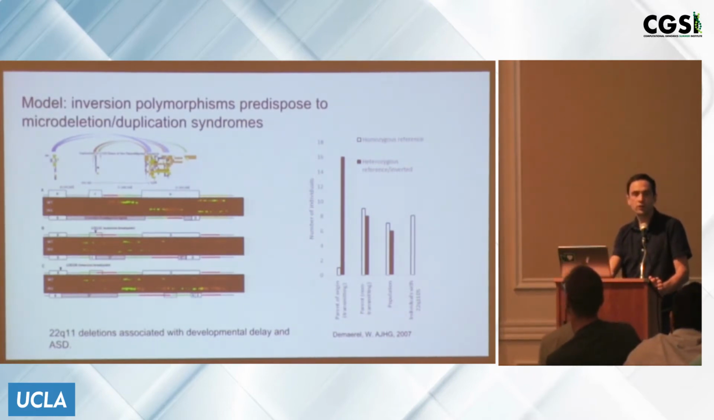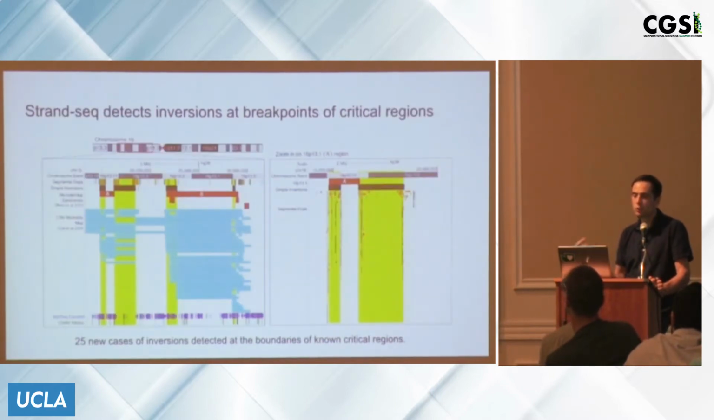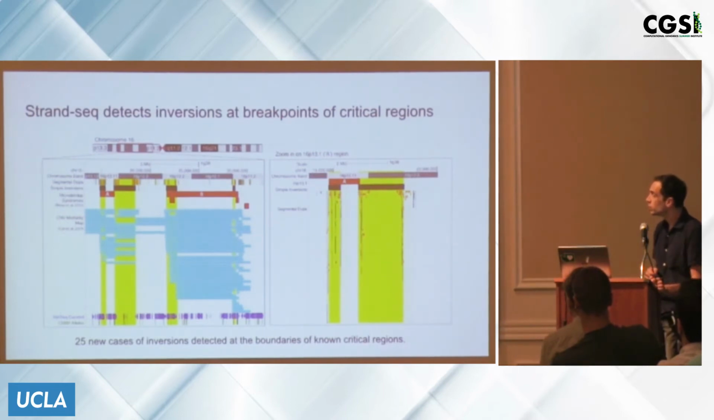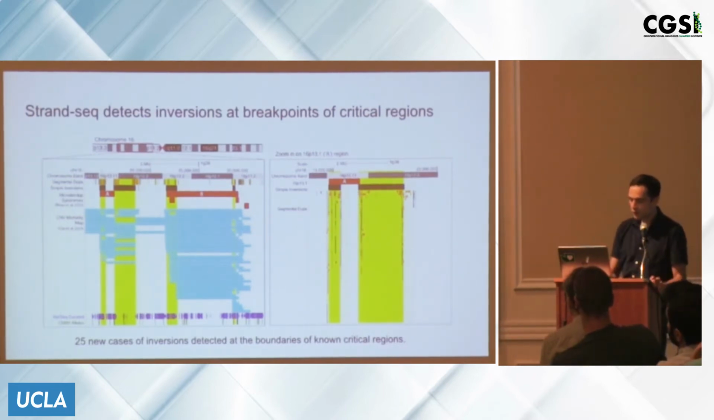new microdeletion duplication syndromes. And what Ashley is able to find in simply 6 different individuals is 25 new cases of inversions that are at the boundaries of potential critical regions. So this is a very massive leap forward in our understanding of genetic variation within highly complex regions that could be leading to disease or could be predisposing to disease.